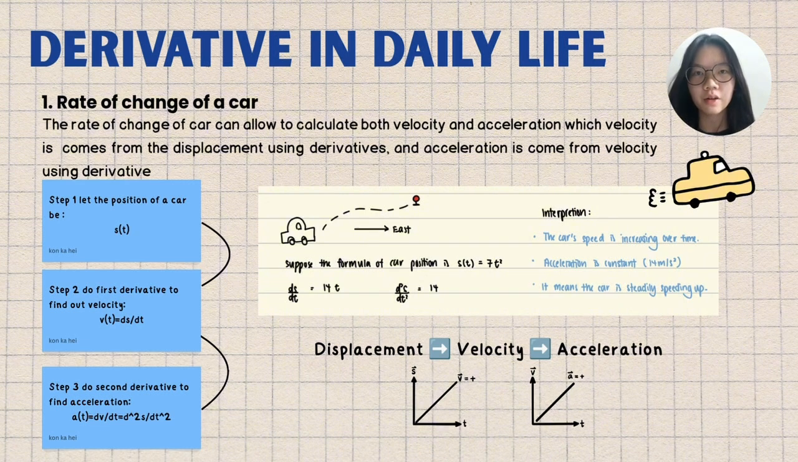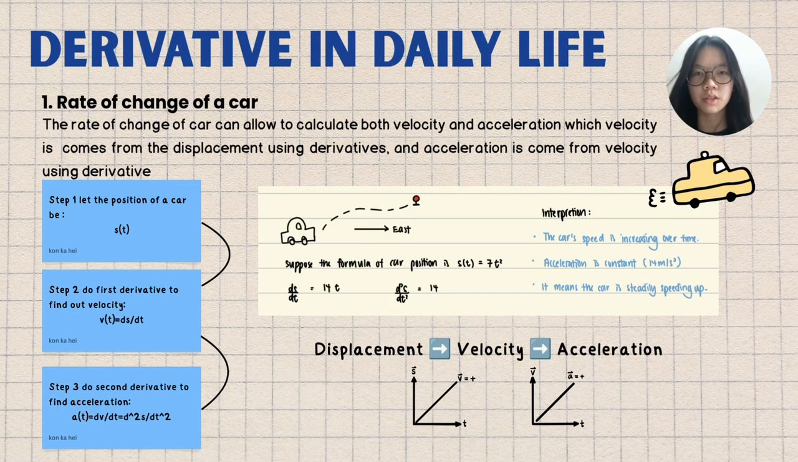Our first application is the rate of change of a car. Suppose the position of a car is represented by s(t). When we differentiate the position with respect to time, we obtain the velocity v(t) equal to ds/dt. If we differentiate the velocity again, we obtain the acceleration a(t) equal to dv/dt, which is equal to the second derivative of s, d²s/dt². So the relationship is that displacement differentiated becomes velocity, and velocity differentiated becomes acceleration. The important idea here is that derivative measures how quickly one quantity changes into another.